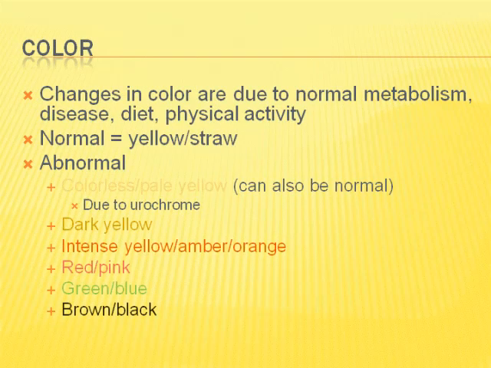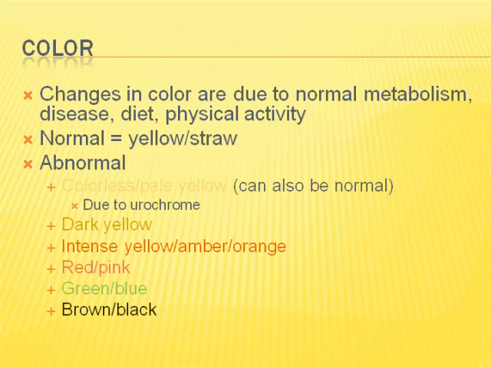So as far as color is concerned, changes in color have to do with normal metabolism, disease states, diet, and physical activity. Once again, normal is yellow or straw-colored. Abnormal colors are listed there. Colorless or pale yellow can also be normal, but that can also indicate some abnormalities. Remember, the color of urine is due to urochrome.